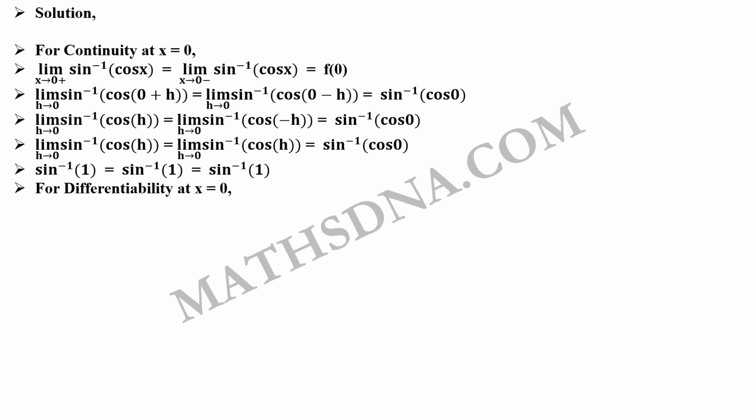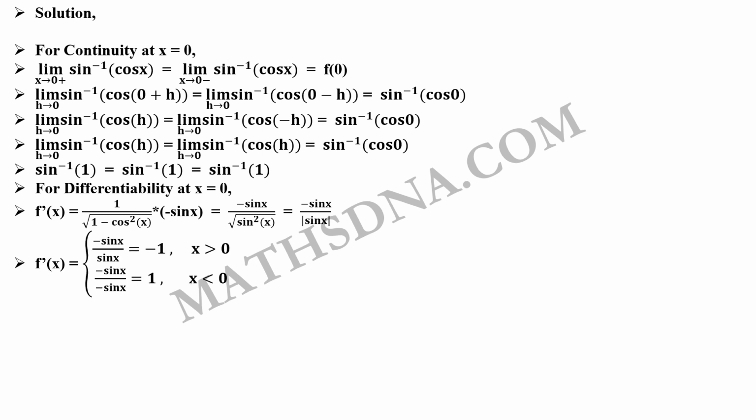Now for the differentiability of the function at x equals 0, firstly we differentiate the function. The differentiation of sine inverse x is 1 upon under root 1 minus x square, so here it is cos x, so 1 upon under root 1 minus cos square x into, using chain rule, the differentiation of cos x, which is minus sine x. This further simplifies to minus sine x upon under root sine square x, which is nothing but minus sine x upon mod sine x.